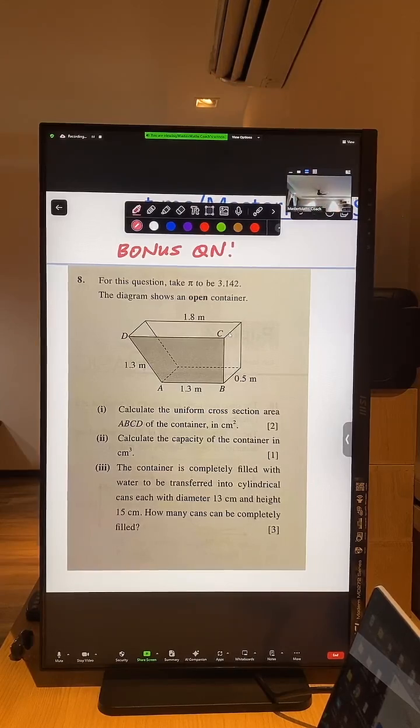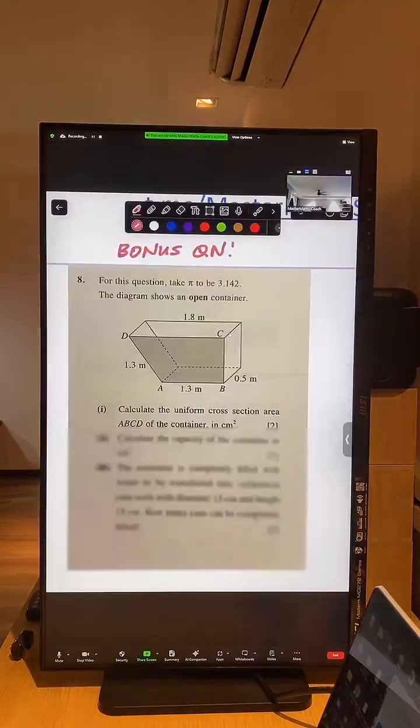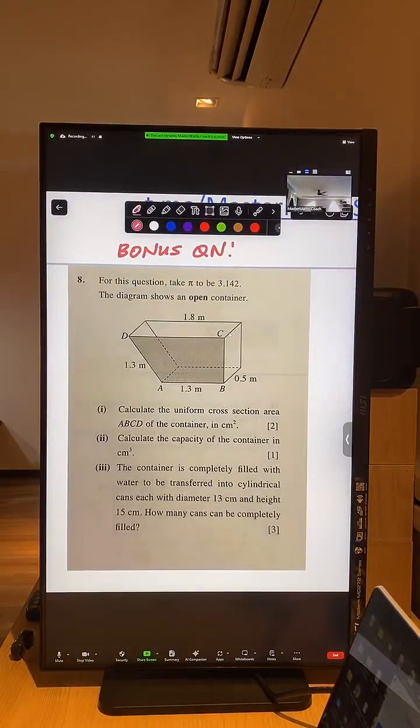What is the cross section? Okay, the cross section is the shaded part, A, B, C, D. So this is a prism, guys. It has a uniform cross section area A, B, C, D. You can see the A, B, C, D is a trapezium. So how are you going to find the area?